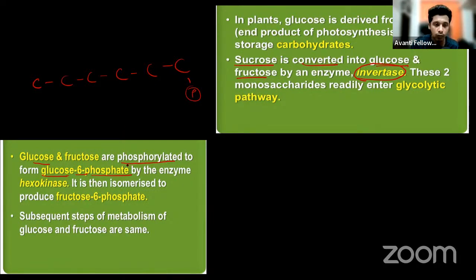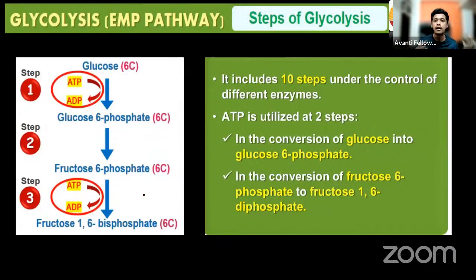Once it is phosphorylated, this phosphorylation process is done by an enzyme called hexokinase. Remember these names of enzymes, very, very important. Once it is phosphorylated by hexokinase, there is one more enzyme called isomerase. This isomerase will convert this glucose 6 phosphate into fructose 6 phosphate. Once we have fructose 6 phosphate, the subsequent steps of this glucose metabolism will take place further through around a 10-step process, where the entire catabolism of glucose will take place.